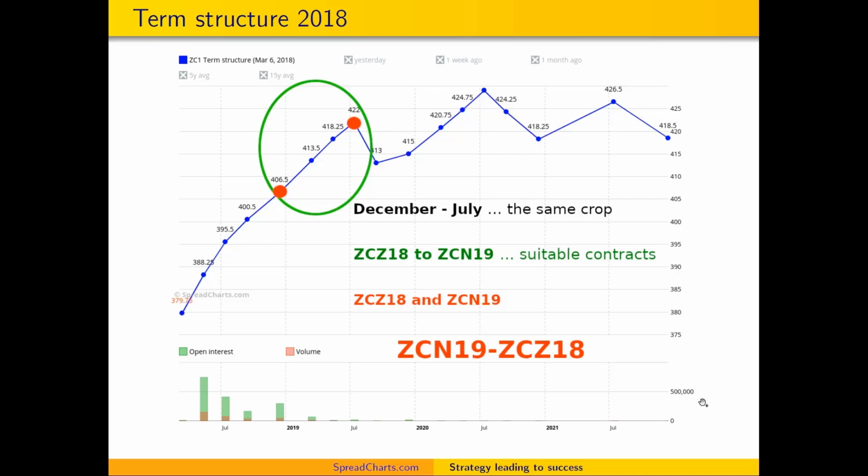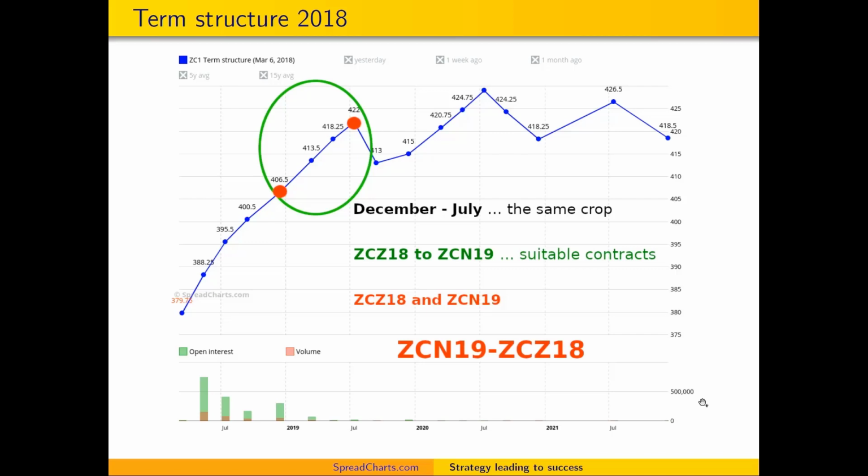You can notice there can be backwardation between different crops. That's not uncommon as these different crops tend to act as somewhat different commodities. So if we chose contracts from two different crops for our spread, it would be much riskier. If you do not believe me, check out price charts for various spread combinations in the Spread Charts app.